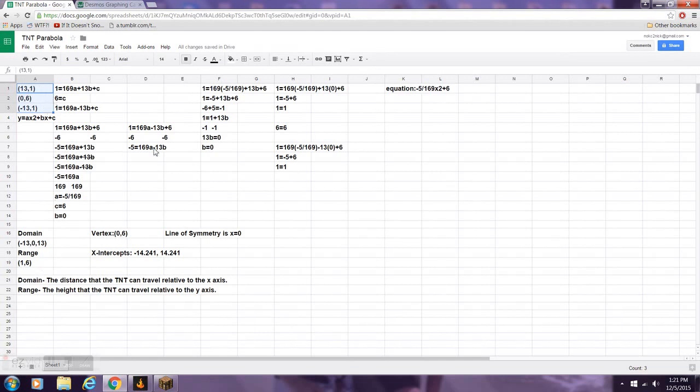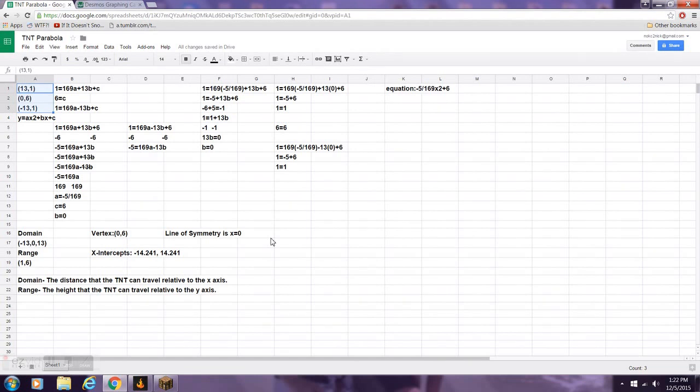The vertex was 0, 6. It represents how high the TNT can travel. The line of symmetry is x equals 0. That shows the point where it has the most energy. It also shows where it had the most potential energy, and whenever it was going up, that's potential. And whenever it's going down, that's it losing energy.